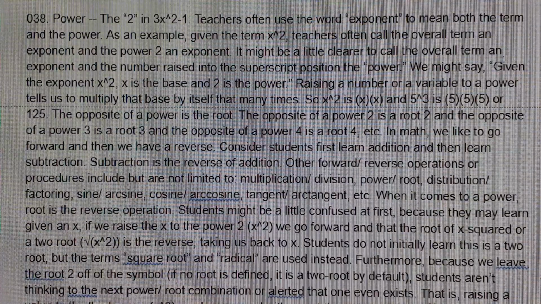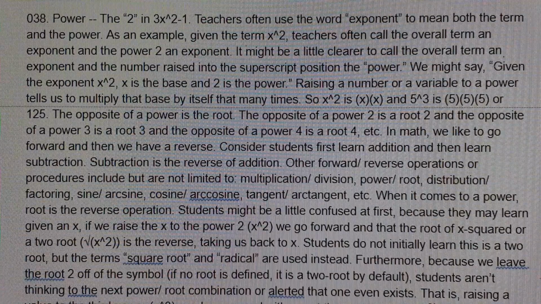Power. The 2 in 3x to the power 2 minus 1. Teachers often use the word "exponent" to mean both the term and the power. As an example, given the term x to the power 2, teachers often call the overall term an exponent and the power 2 an exponent. It might be a little clearer to call the overall term an exponent and the number raised into the superscript position the "power." We might say, "Given the exponent x squared, x is the base and 2 is the power."